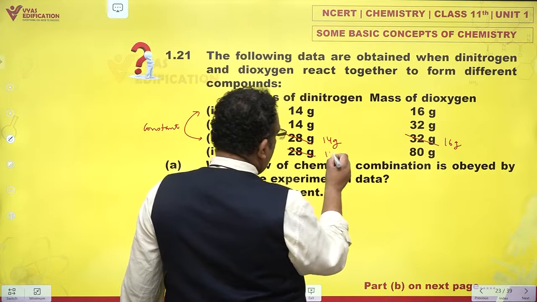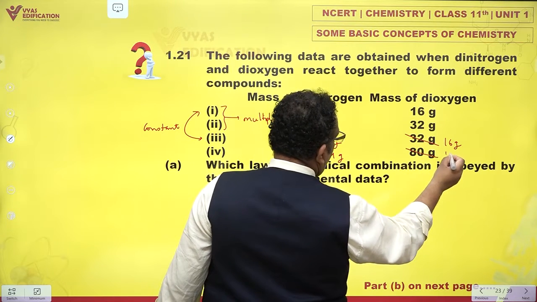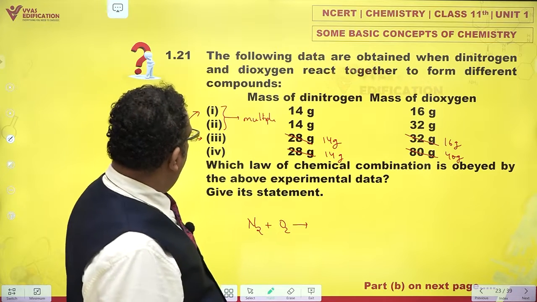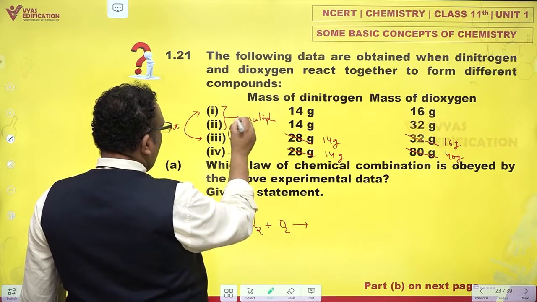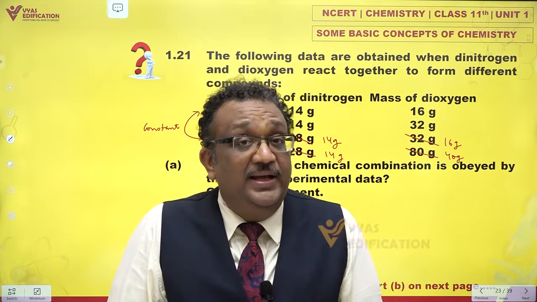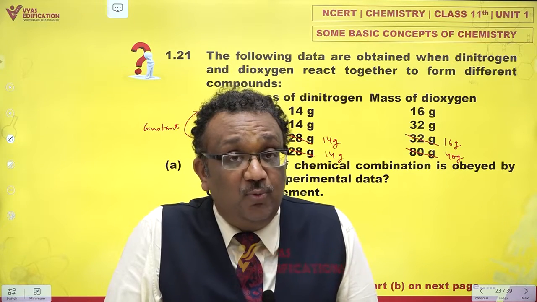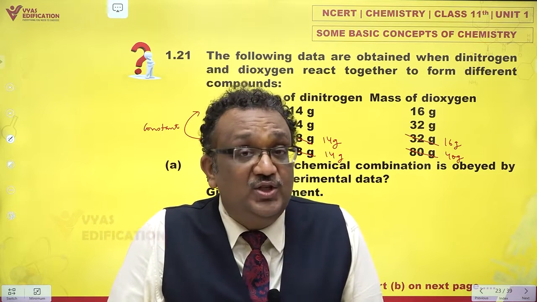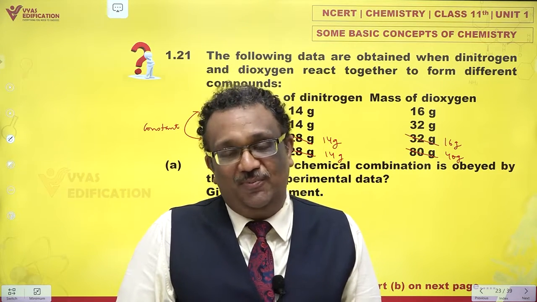This 14 gives me 40 grams. That's even worse. So 1, 2 and 4 if taken together exhibit law of multiple proportions, while 1 and 3 if taken together exhibit law of constant proportions.